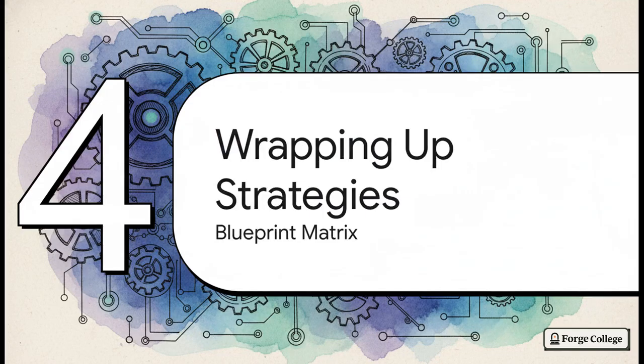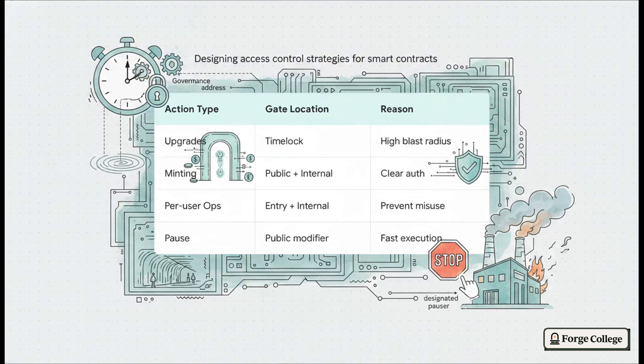Finally, part 4, wrapping up access strategies. Let's put this all into a blueprint matrix. To perfectly synthesize everything we've been talking about, we can build a definitive gate location matrix. It's essentially a cheat sheet. For global upgrades, your gate location is a governance address or a time lock, simply because of that massive blast radius. For minting, it's a public modifier combined with internal checks that perfectly balances clear authorization with complex supply rules.